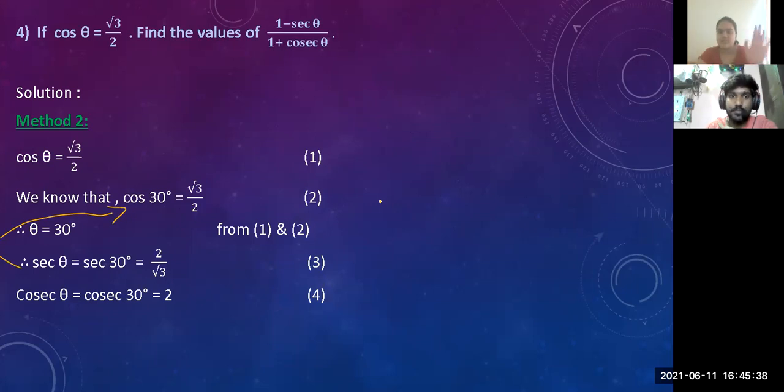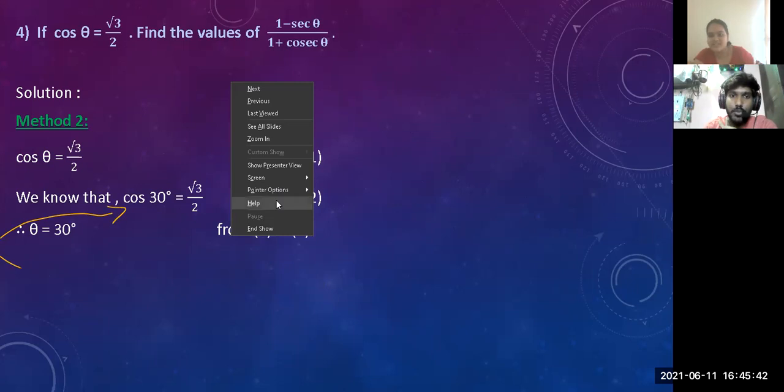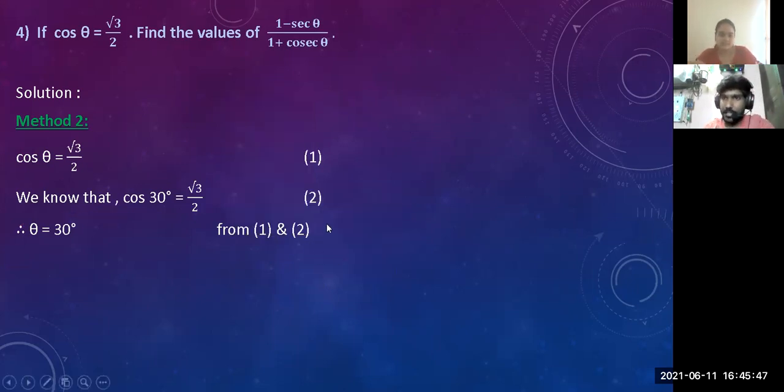Wait. I did not understand. Up to here, is it clear? Theta is 30 degree. Yes, this answer you gave me. Cos theta is now cos 30. So that means our angle theta is 30 degree. Okay. Now we have to find out sec 30 and cosec 30.